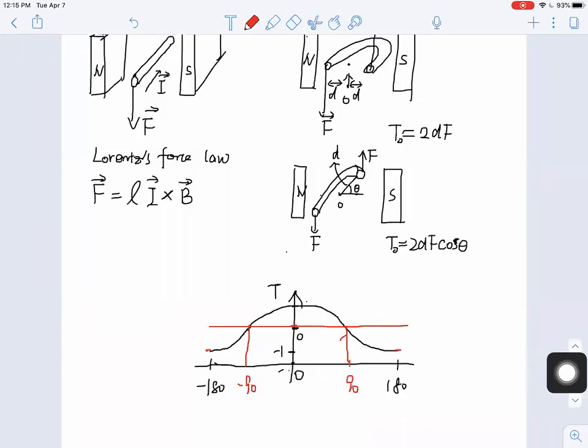negative maximum torque. So as this metal loop rotates inside of this magnetic field, you will see the alternating of torque that changes between positive and negative and 0. And so if you design a motor like this, it is going to be a very bad motor design.